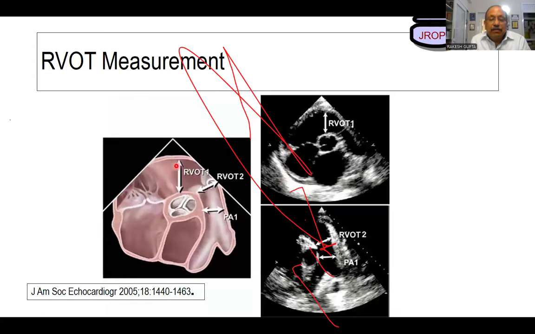I showed you RVOT proximal. This is RVOT proximal, 27 millimeters or more. The hinge point of the pulmonic valve is RVOT distal, again 26, 27 millimeters in size. This is at the aortic valve level, parasternal short axis view at the aorta. This is proximal RVOT, this is distal RVOT. Then this divides into the pulmonic artery, and the pulmonic artery is measured just before its bifurcation. That's what the pulmonic artery is.